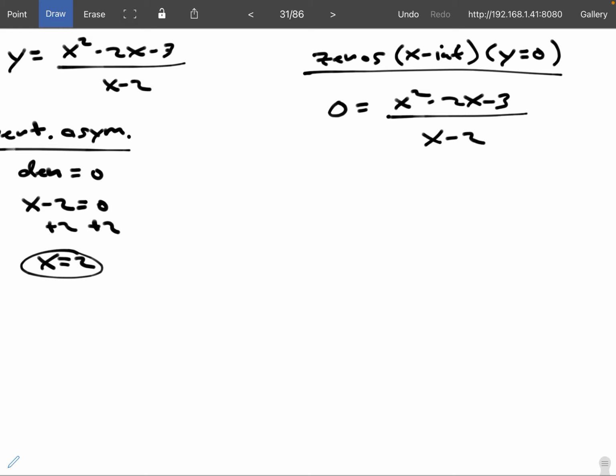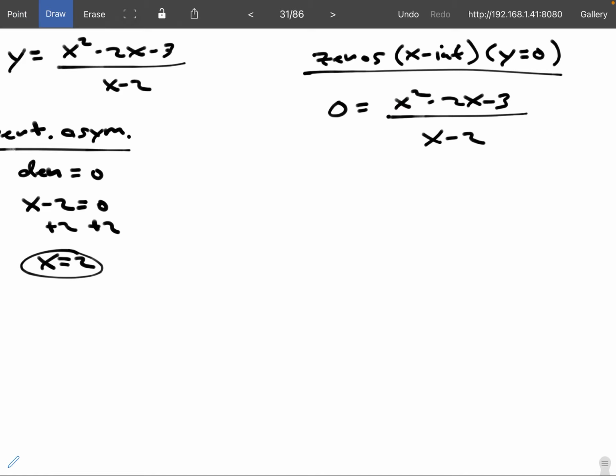Like 0 divided by anything is 0, right? We don't want to put the 0 on the bottom. If we put the 0 on the bottom, that's where it's undefined. That's where you get the vertical asymptote. So basically, if you want this thing to be 0, all you've got to do is set the numerator equal to 0. That's all.